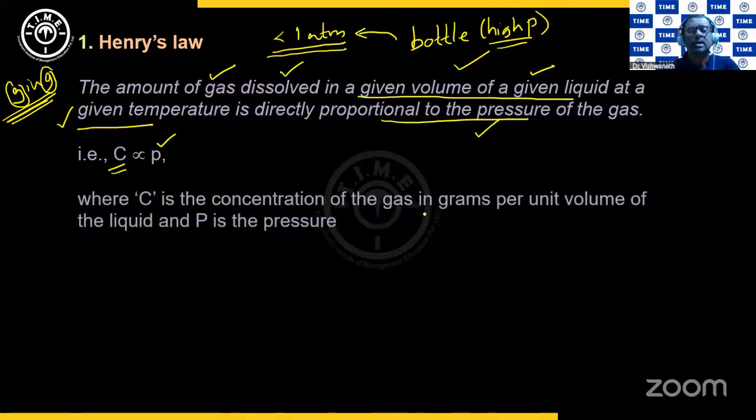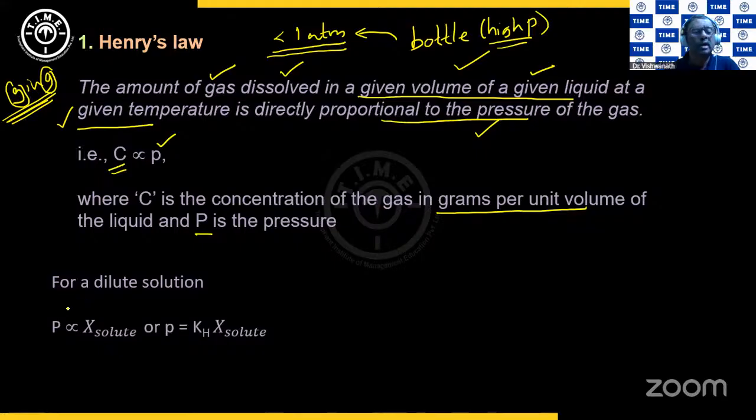Here, the concentration of the gas, you can take it in units of gram per unit volume, and P is the pressure. If you have a dilute solution, then we can replace that concentration with mole fraction. So we can write that pressure and the mole fraction are proportional to each other. Pressure is equal to the proportionality constant Kh, which is called the Henry's law constant, times X of the solute, that is, the mole fraction of the solute.